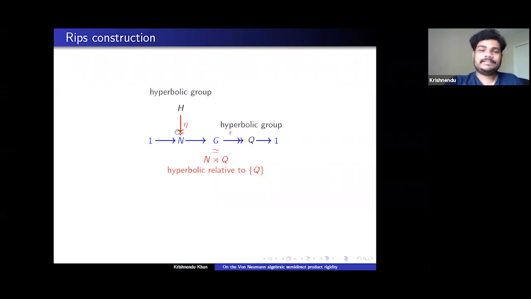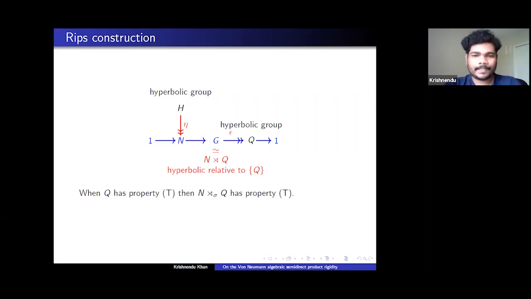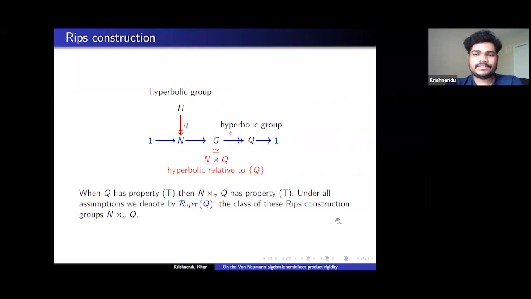So you can see that it is not unique. You can have lots of different N's even. So this whole thing is not unique. And if you start with the property T group Q and you start with a hyperbolic group H, then automatically the group G has property T. So here sigma is the outer action of Q onto N. So under all these assumptions, we denote this class of groups N semidirect Q to be Rips TQ.